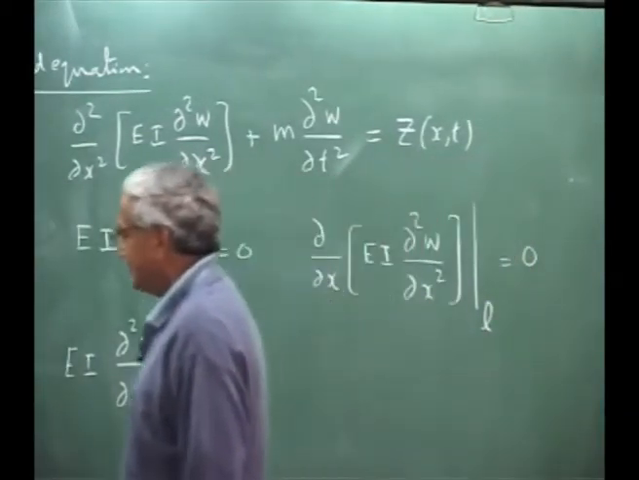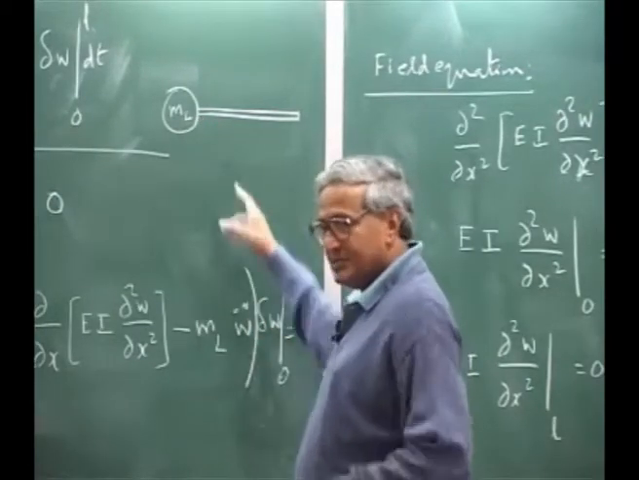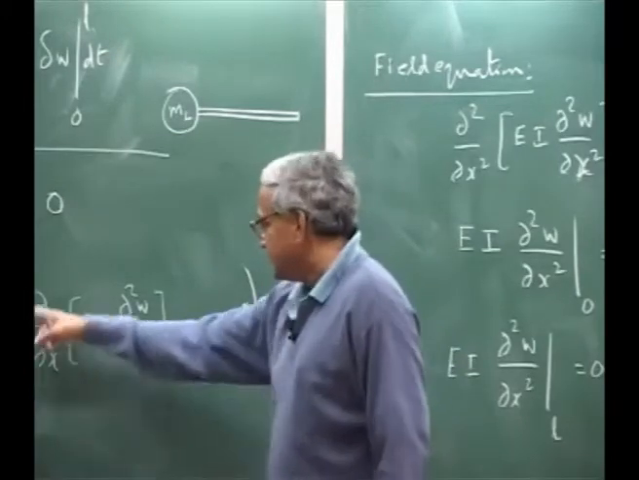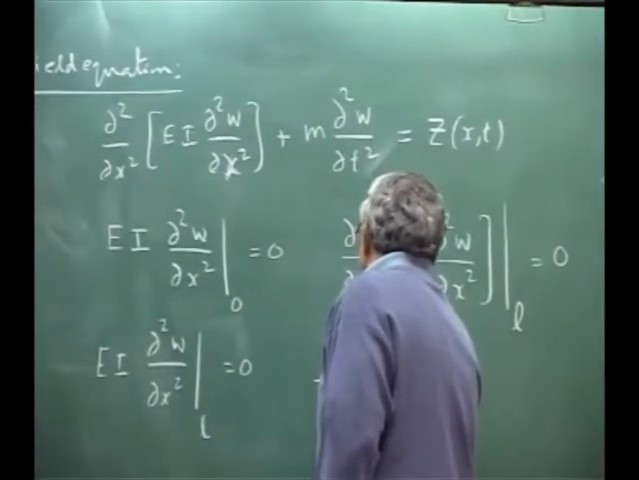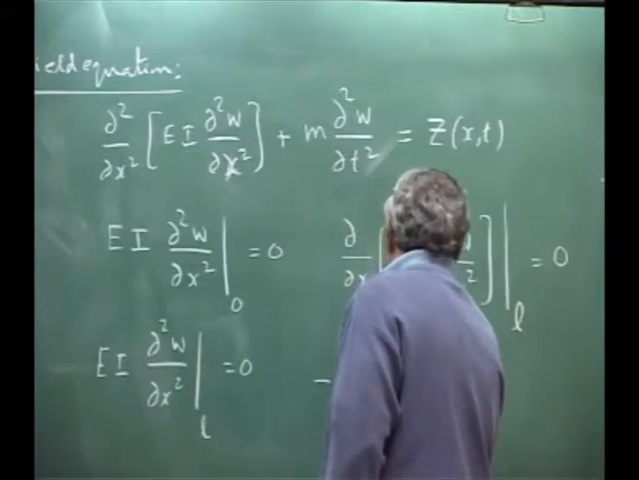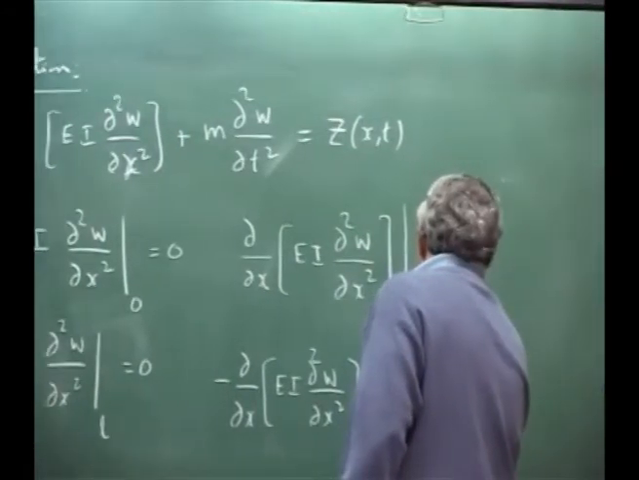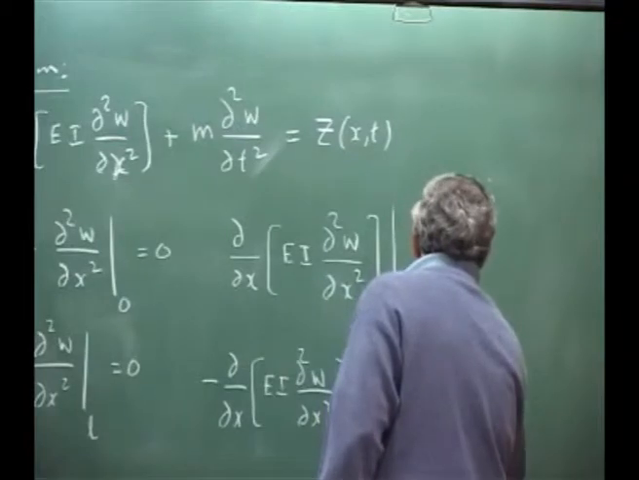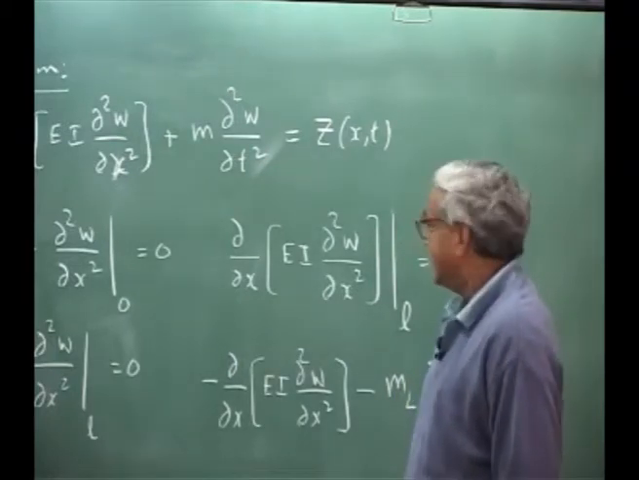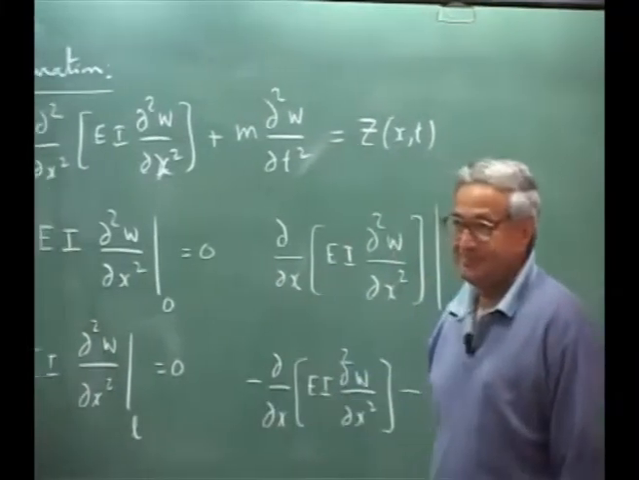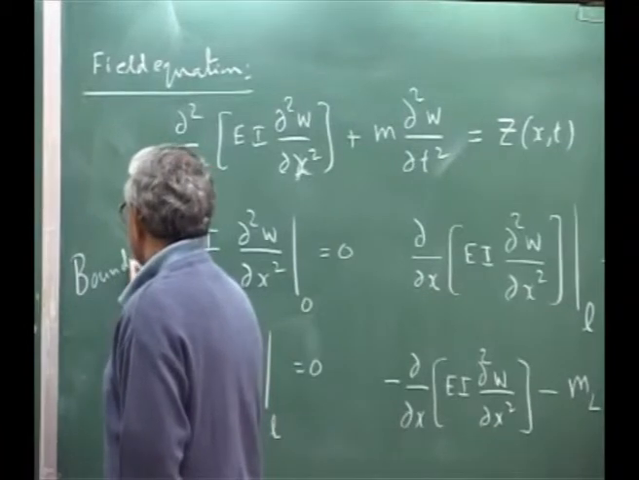Now let us come to this. Left hand side, delta W, it is free to move. That means this term must be equal to 0, which is minus delta over delta x of EI del square W over delta x square, minus M W double dot at the 0 location. Now these are 1, 2, 3, 4, my four boundary conditions. So I call these the boundary conditions.